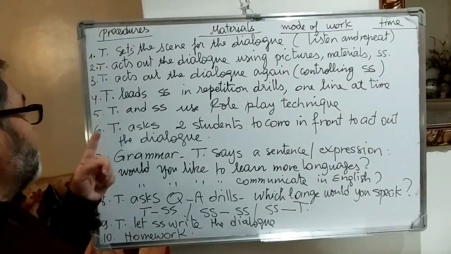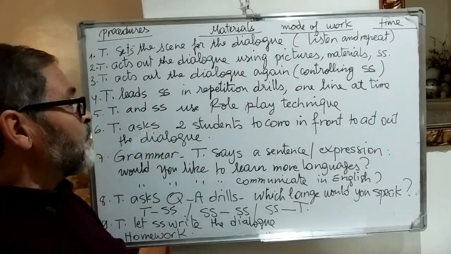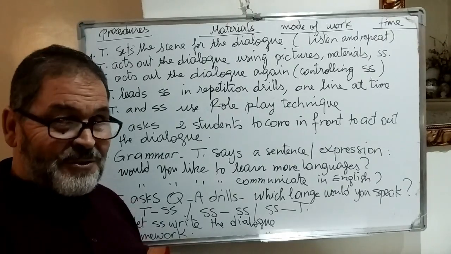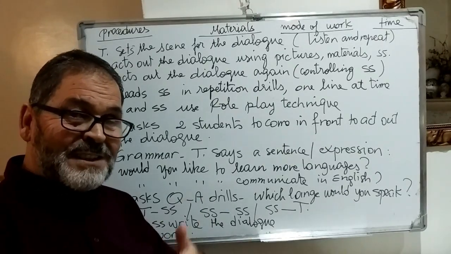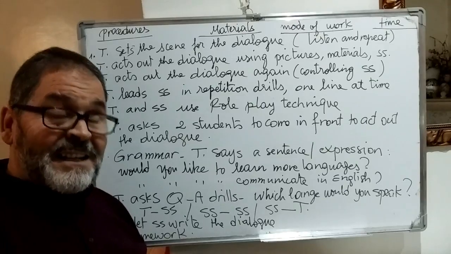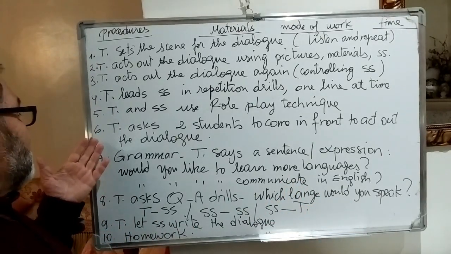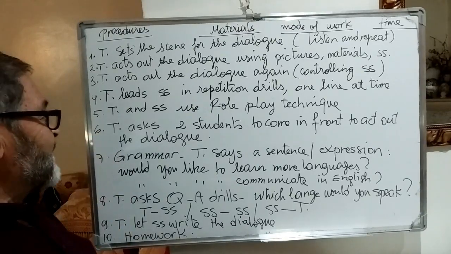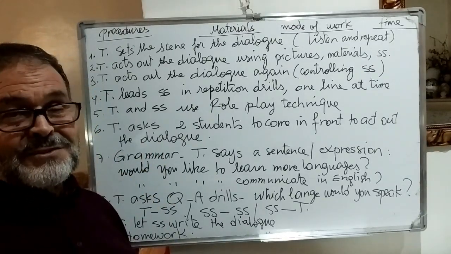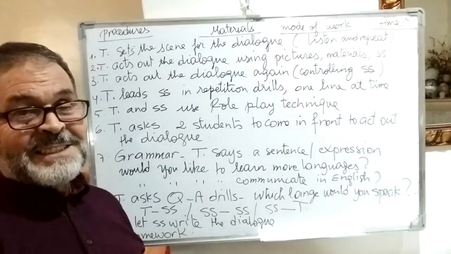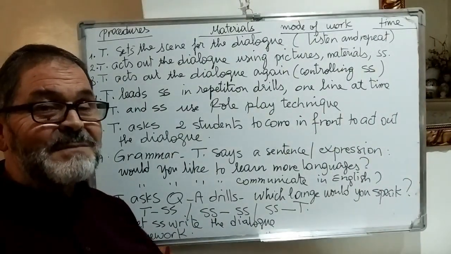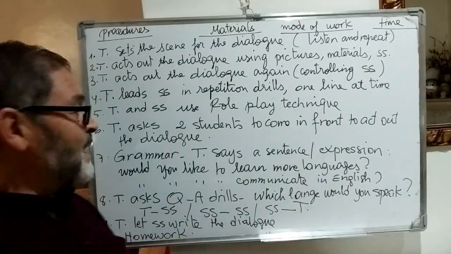And number 5, teacher and students use a role play technique. So of course a student is going to take the place of the character in the dialogue and with the teacher together. Number 6, teacher asks 2 students to come in front to act out the dialogue. Now we let the students themselves act the dialogue. This is role play again.